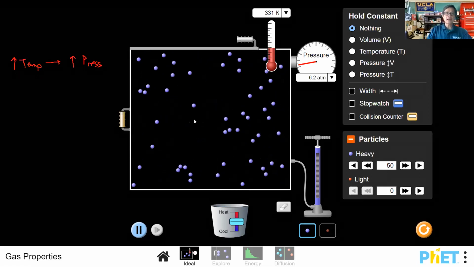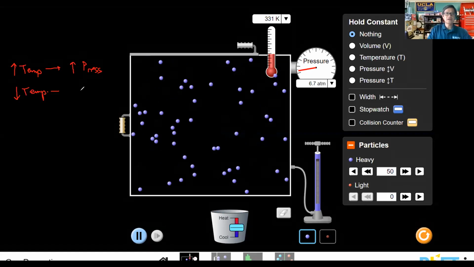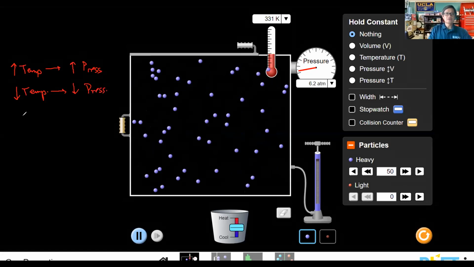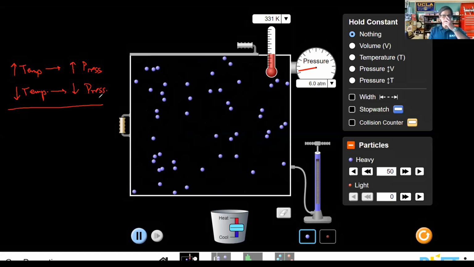And so look what happens here. Let's go ahead and write this down. As we decrease the temperature, as we made the temperature go down, we see then a drop in the pressure. Okay, so how can we summarize that? How can we summarize this relationship?